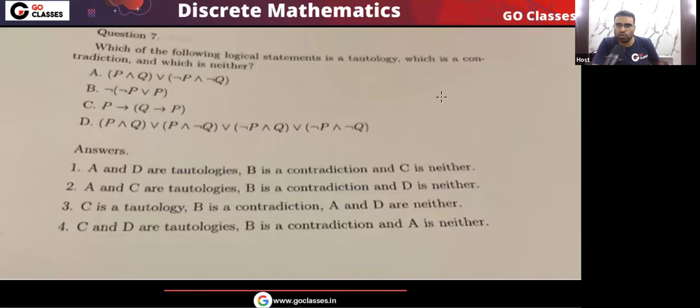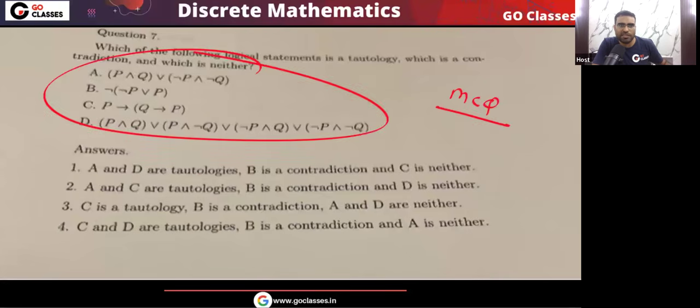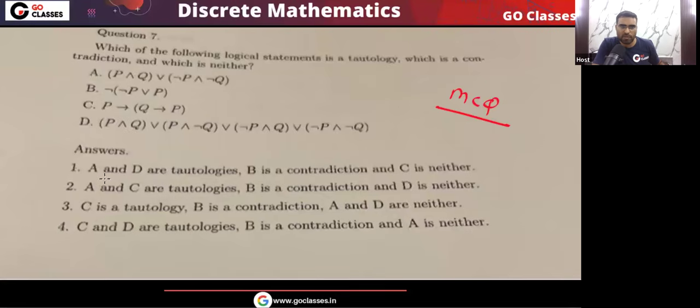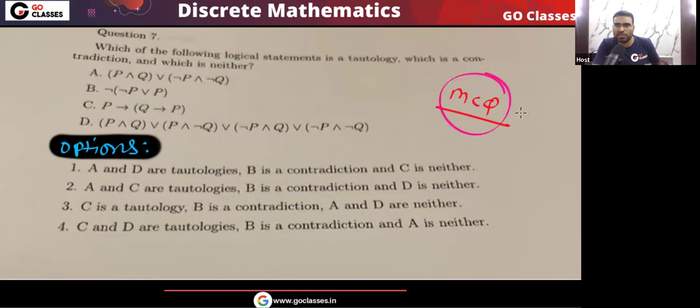This is another MCQ question. Four options, A, B, C, D, are given to you. Remember, these are options, like tautology, contradiction, and basically you have to find which option is correct. These are not answers. These are options. So which of these options is correct? That is what you have to find out. This is another homework. This is an MCQ question, take it as a homework.